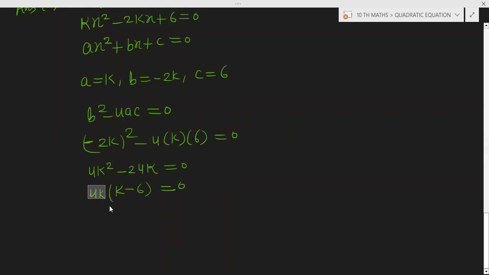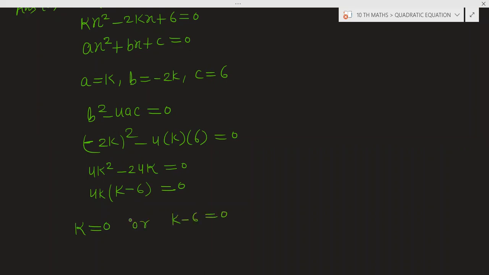Now if the product of two numbers is 0, then either this 4k will be 0 or this k minus 6 will be 0. You can remove the number 4. So either k is equal to 0 or k minus 6 is equal to 0, which means k is equal to 6. So you will get two values of k. K is equal to 0 is also true, k is equal to 6 is also true.